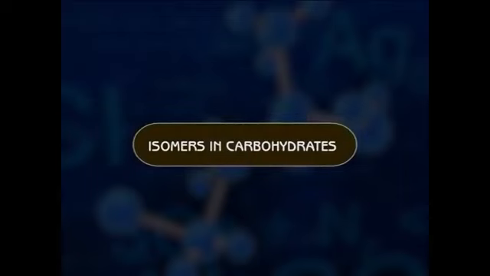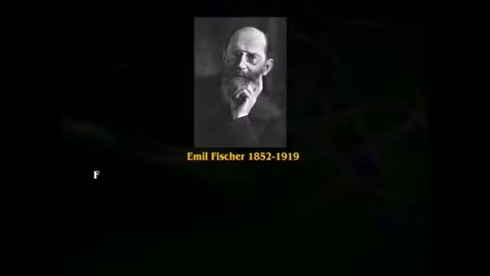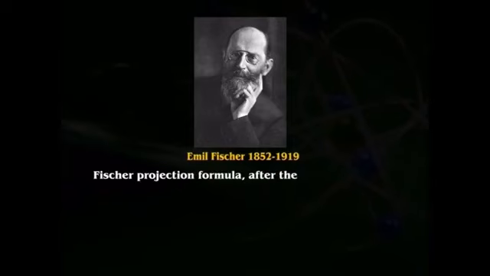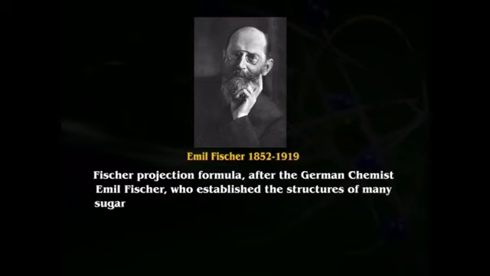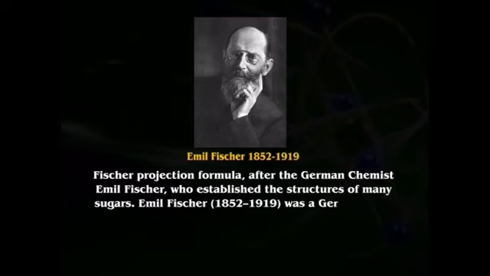Let's look at the isomers in carbohydrates. First, Fischer projection formula. To show the structures of a resulting molecule, we need to know more about the convention for two-dimensional perspective of a molecular structure, which is called the Fischer projection formula, after the German chemist Emil Fischer, who established the structures of many sugars.